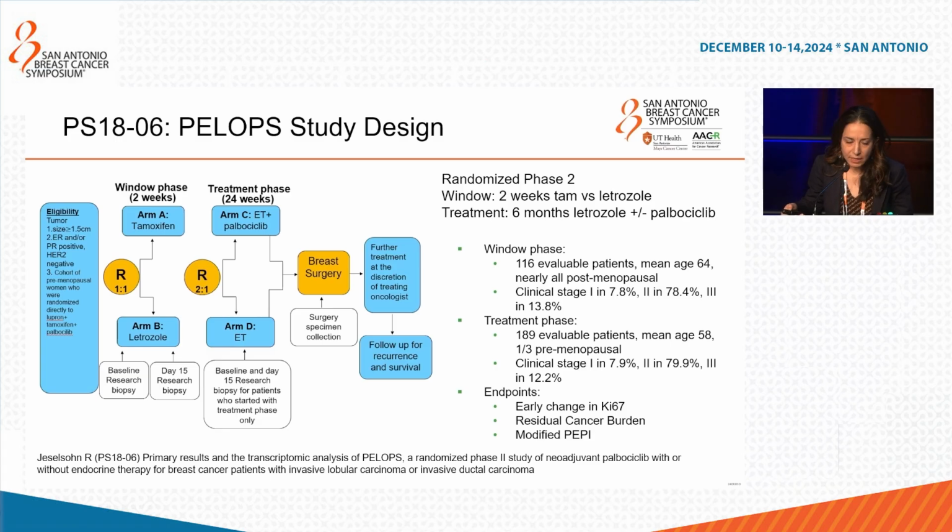The next poster is the PELOPS study. PELOPS is a randomized phase 2 window and neoadjuvant trial for patients with ER-positive, HER2-negative breast cancer and was enriched for patients with lobular breast cancer. In the first randomization, patients were randomized to 2 weeks of tamoxifen or letrozole, and in the second randomization, patients were randomized to letrozole with or without palbociclib. The endpoints for this trial included early change in Ki-67, residual cancer burden, as well as the modified PEPI score.